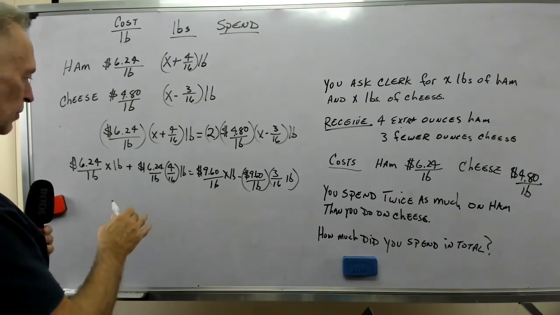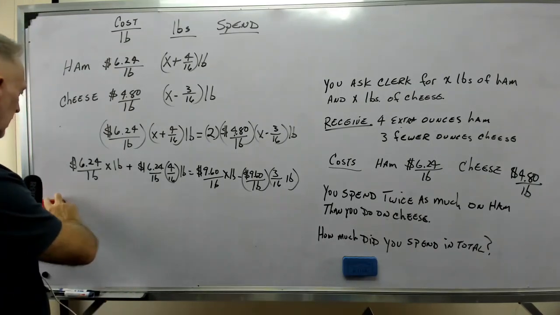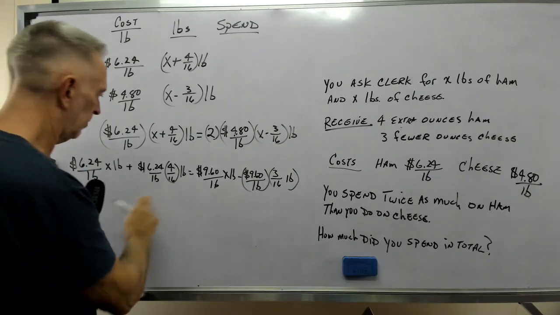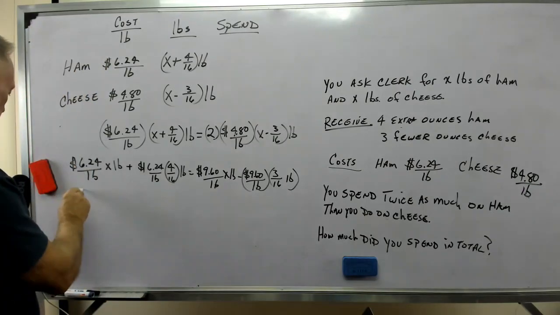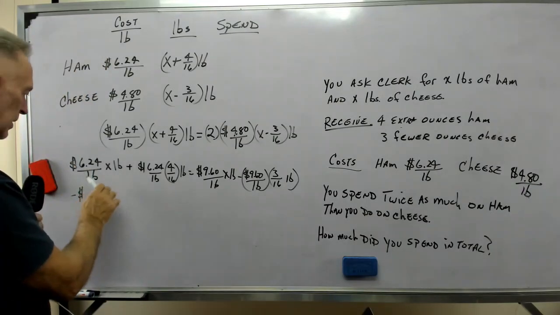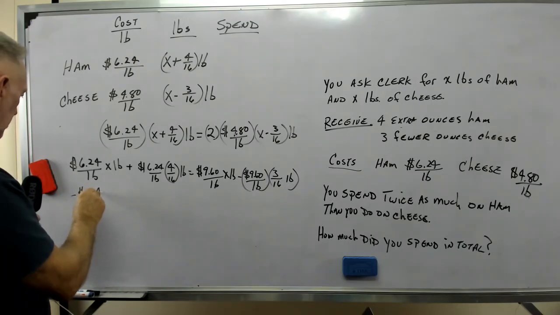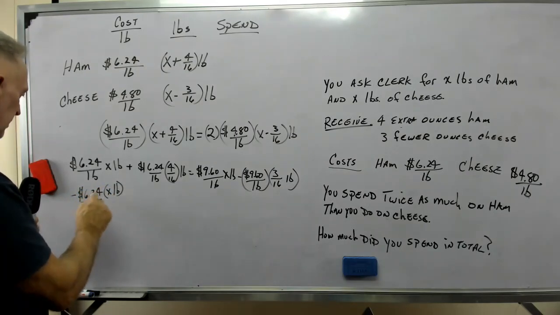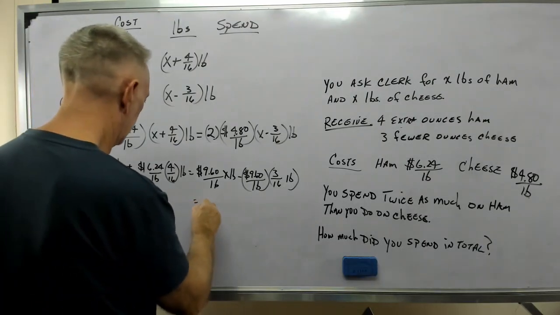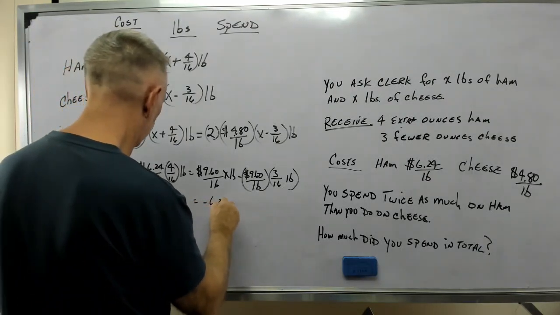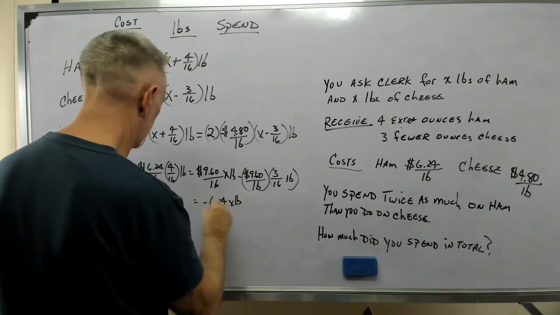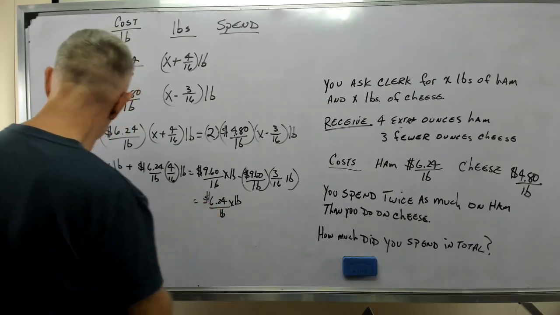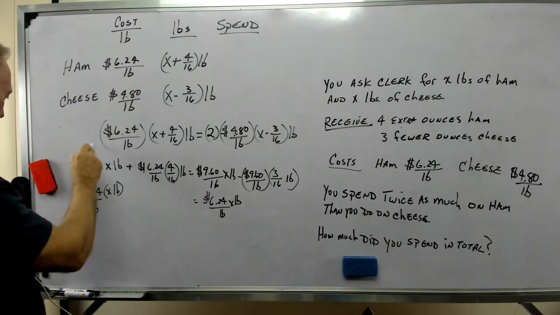Well, we can do several things. I can subtract 6.24X pound per pound from both sides, minus 6.24X pound per pound. All right, these cancel.